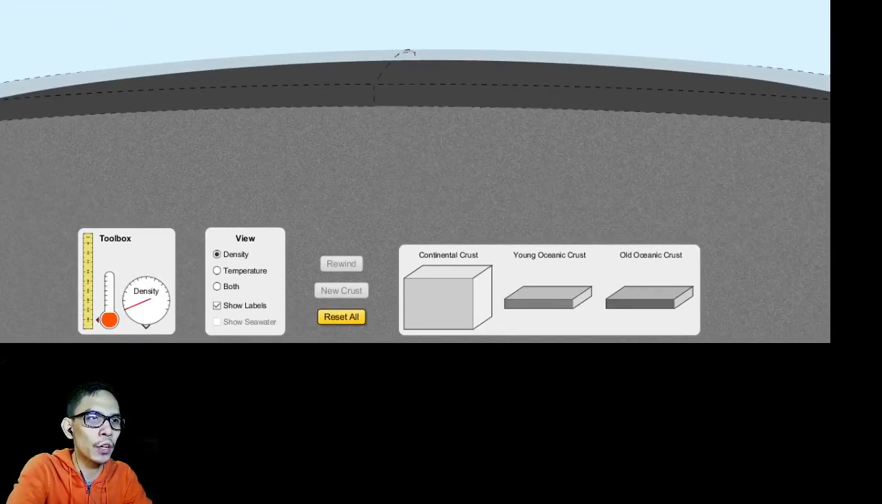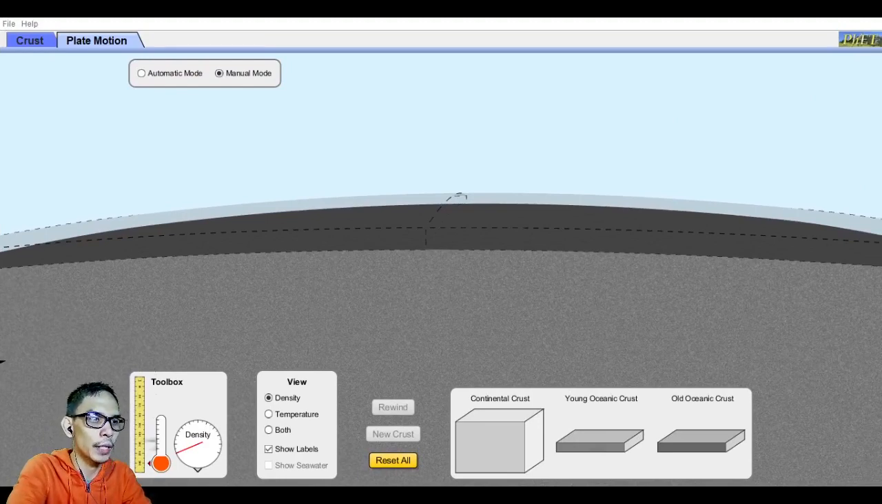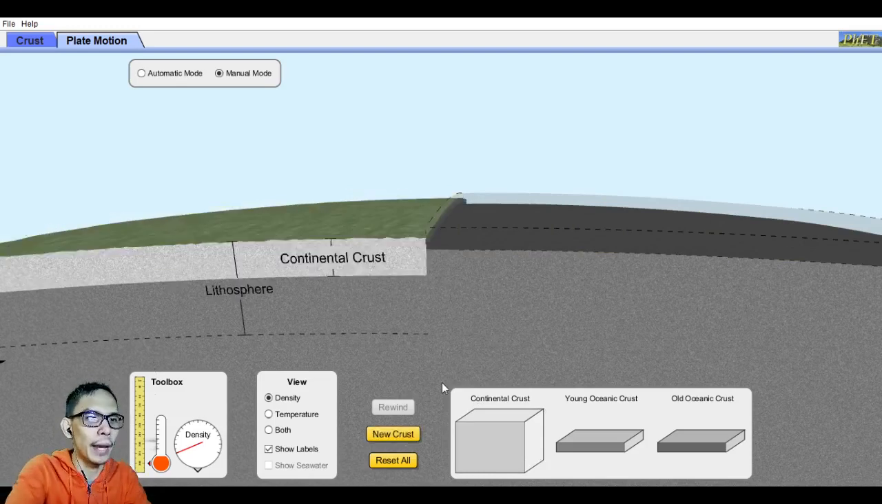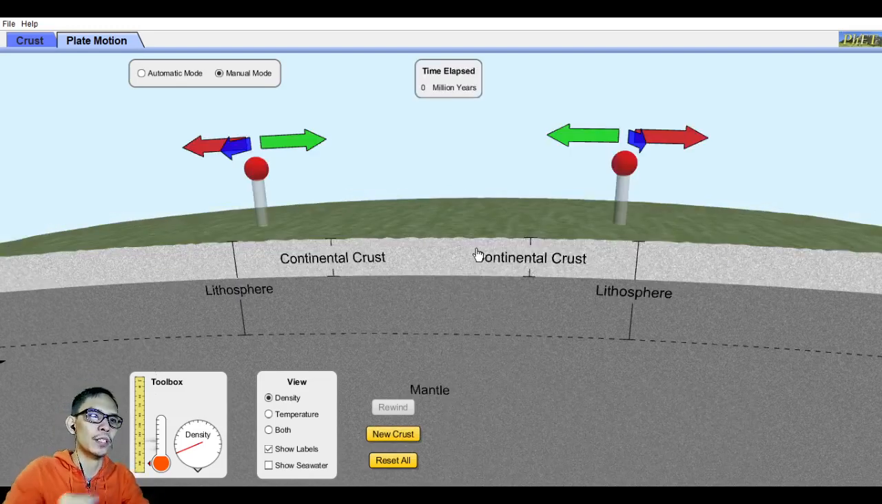For example, we have here a continental crust, and we put another continental crust over here. If you want, you can do it in automatic mode or in manual mode. By the way, there's a link in the description below this video where you can download this particular simulation, and don't forget to donate to them. It will help this company a lot in providing us a simulation like the one that we have right here.